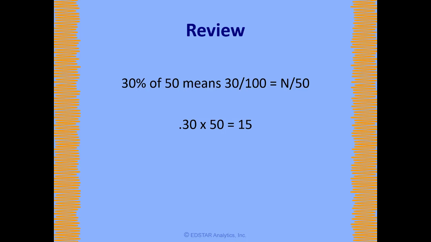30% of 50 means 30 out of 100 would be how many out of 50? Because percent means per 100. And the way that you would write that mathematically is 0.30 times 50. That's how you write 30% of 50. That's how you compute it. 0.30 times 50 is 15.